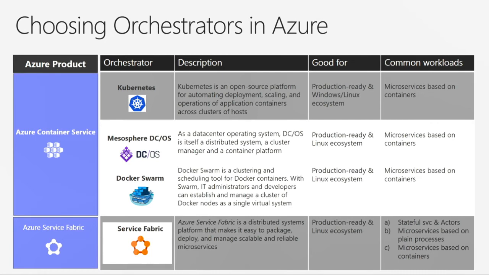Docker Swarm is not so strong for production environments. And then DCOS is great for production environments, but it's a lot more complex. So usually it's more for data-oriented scenarios within that cluster. So that's why we recommend Service Fabric or Kubernetes.